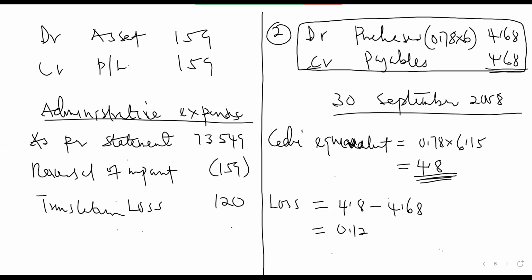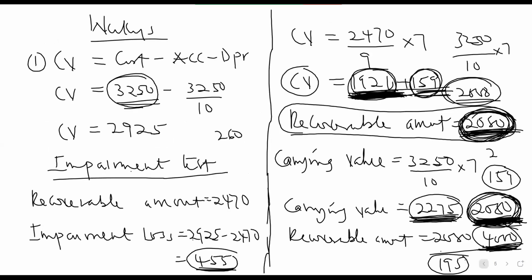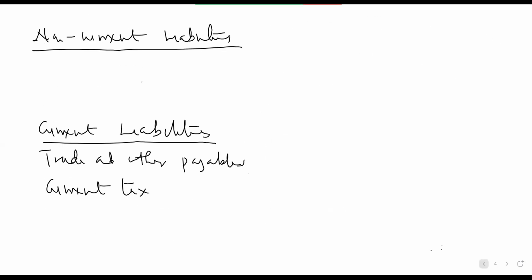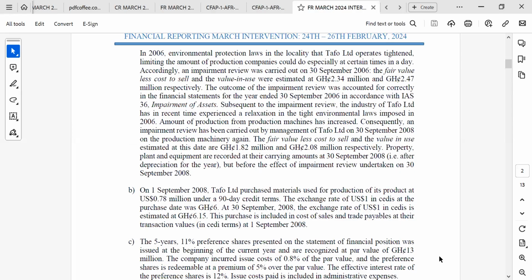All right. What will happen to the payables? What do we do to other payables? We increase it by 120, because the company only had what? The 4.68 in their books. That's what the question is saying. They are saying that this purchase is included in the cost.